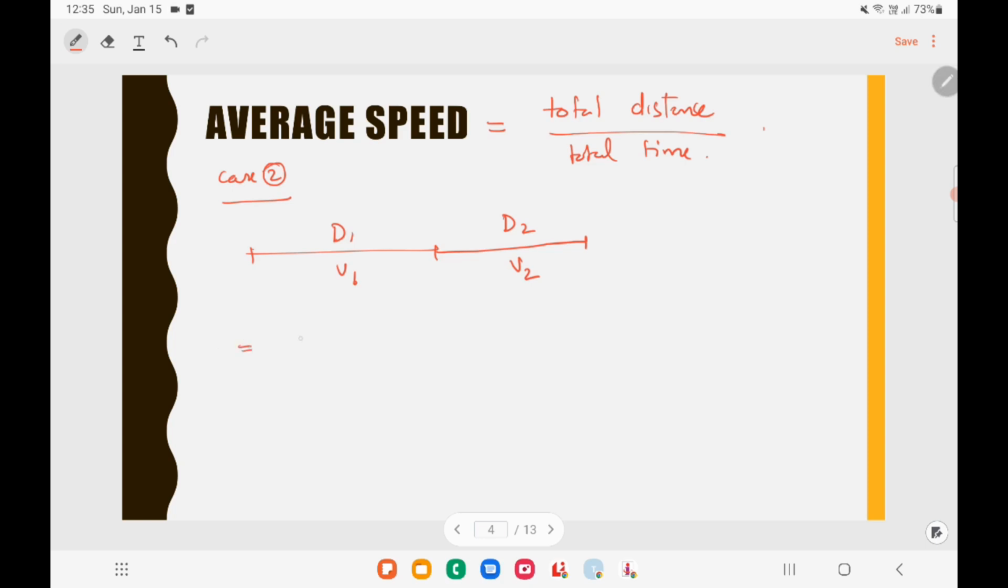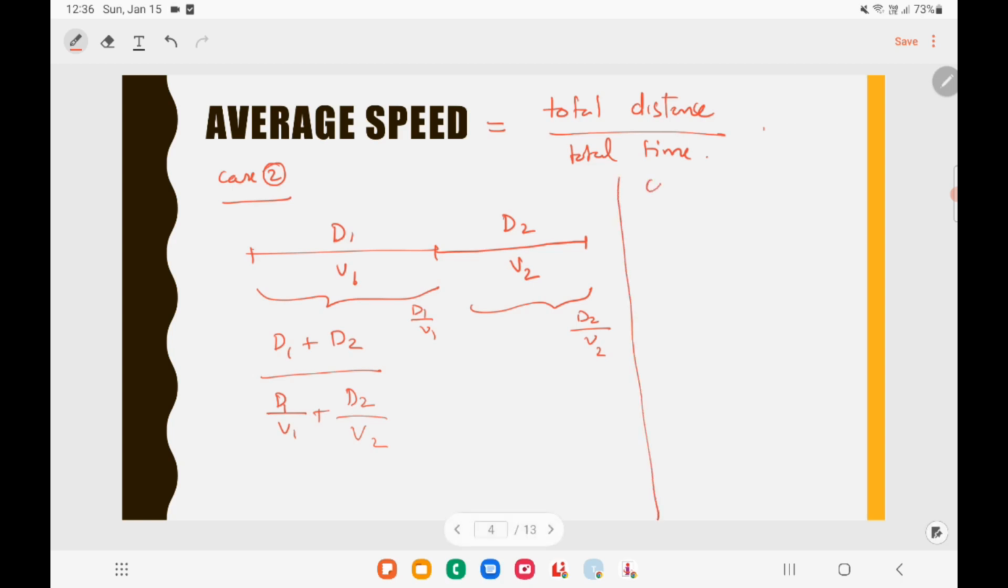Here the total distance is d1 plus d2, and the total time will be, in the first case, d1 by v1, and in the second case, d2 by v2. So total distance by total time is d1 plus d2 divided by d1 by v1 plus d2 by v2. In this way you can solve the second case as well. Just remember, average speed is equal to total distance by total time.